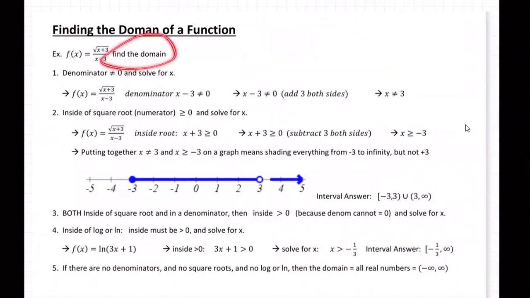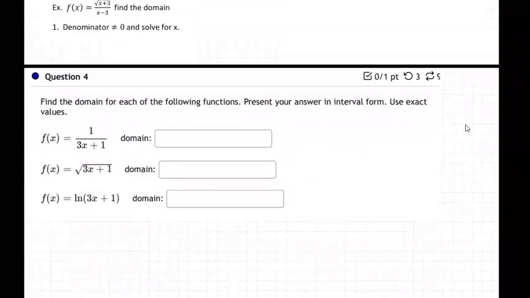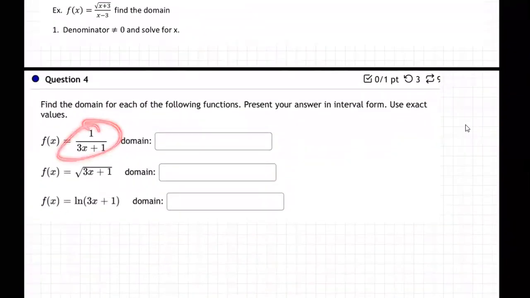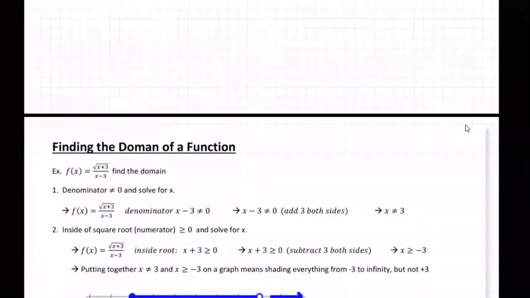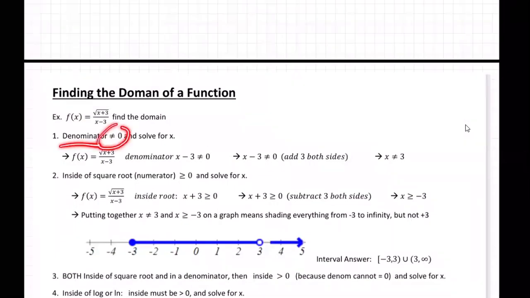And here we go, finding domain. So I'm giving some examples. Number one, if the denominator does not equal 0, solve for x. So you take the denominator not equal 0 and solve for x. Or number two, the inside of a square root. So what do we have here? Oh, this one we have a denominator. On the first part here, we have a denominator, don't we? So when you have a denominator, denominators cannot equal 0.